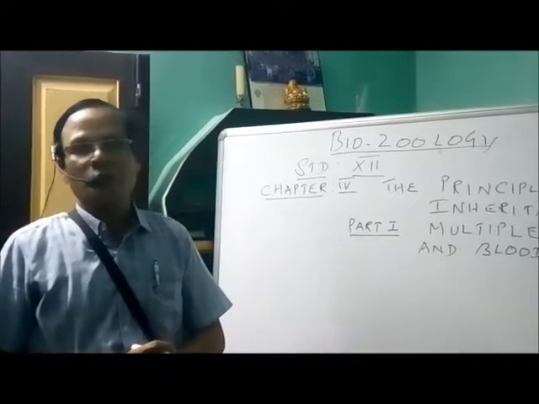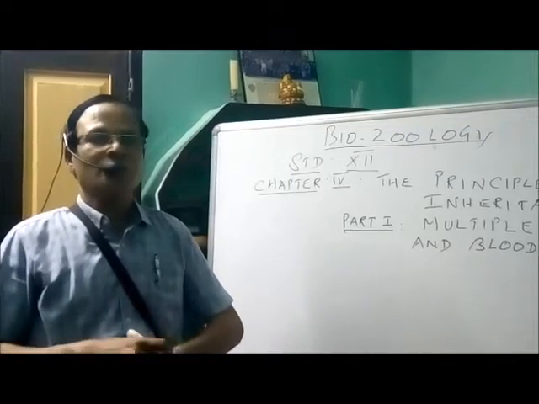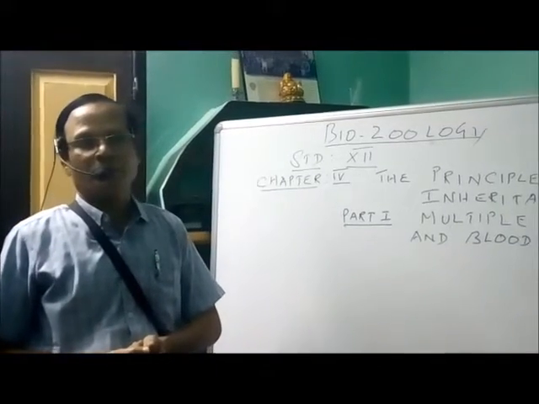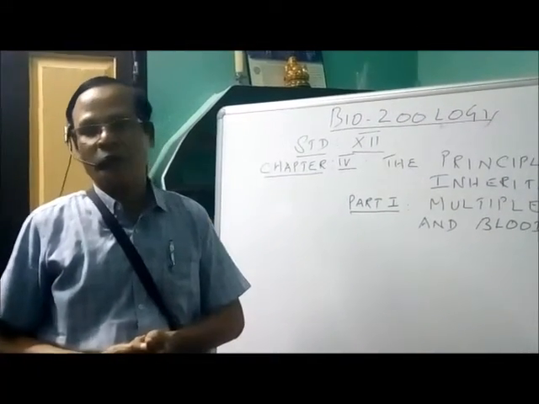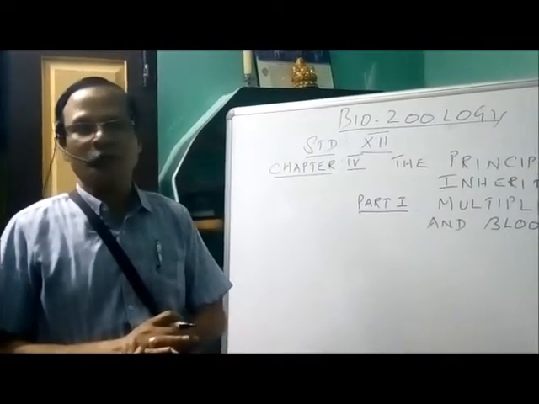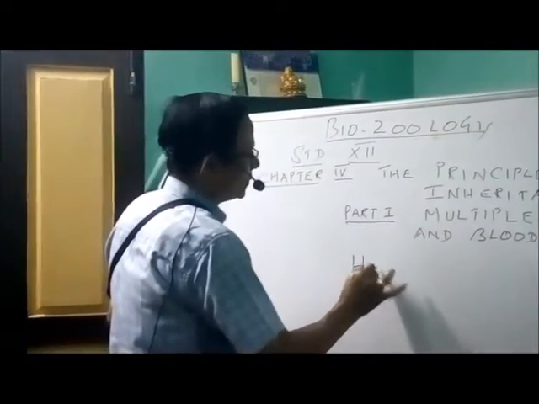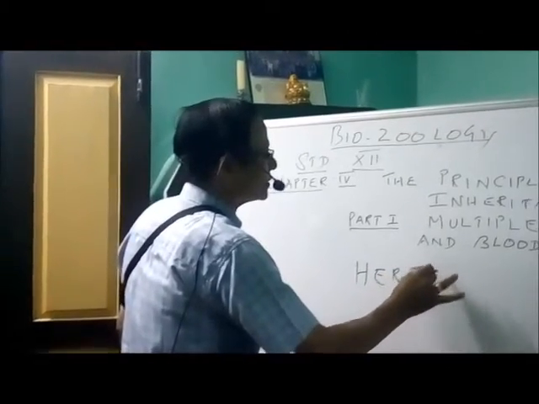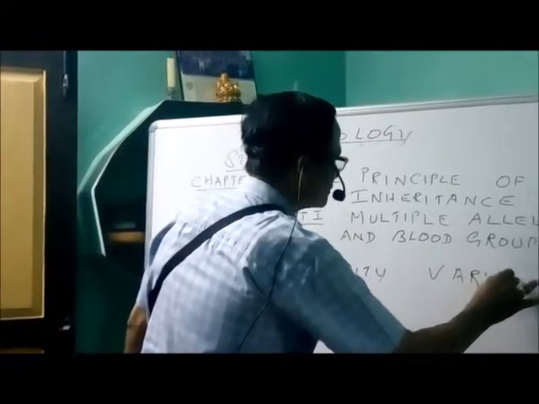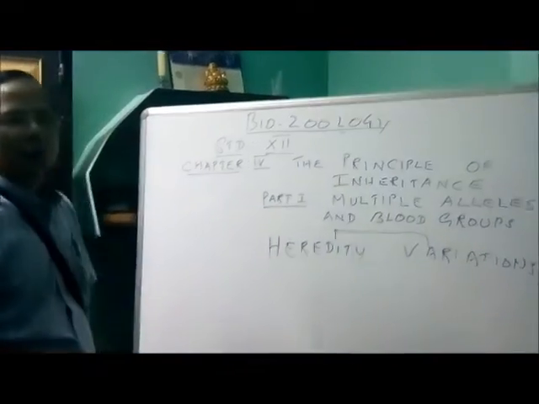Now today we are talking about genetics, that is, the principle of inheritance. What is the meaning of that? What is genetics? Genetics deals with two aspects. What are the two aspects of genetics? Number one, heredity. Number two, variations. So these are the two aspects of genetics.